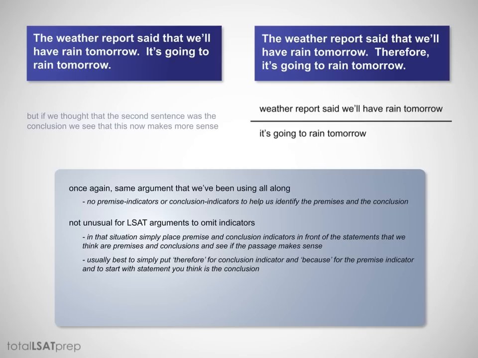So if we thought the second sentence was the conclusion and put therefore in front of it, we now see that this makes much more sense. If the weather report said that we'll have rain tomorrow, then that's a good reason for us to believe that it's going to rain tomorrow. Notice that in both these examples, we only put in the conclusion indicator, and sometimes that'll be enough. In this case, the argument is simple enough, so it works like that without a problem.